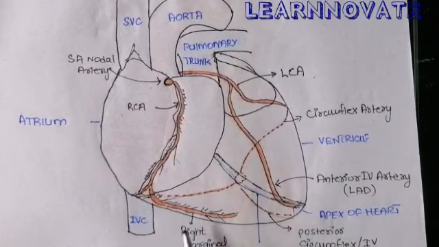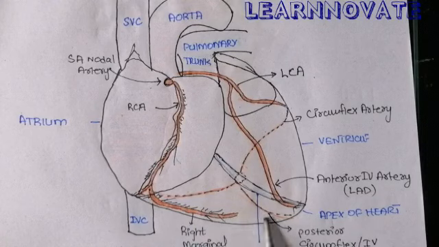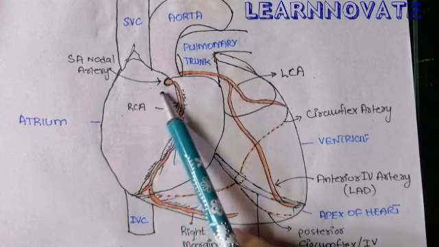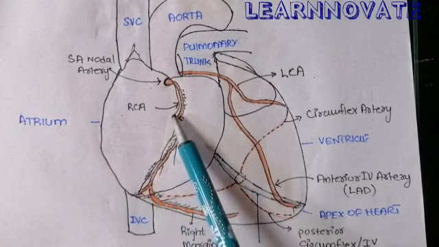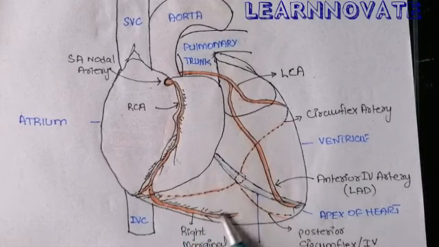The right marginal artery is a branch from the right coronary artery, and it supplies the inferior margin of the right side of the heart, and also somewhat the apex of the heart. So the right marginal artery and the SA nodal artery arise from the right coronary artery. The third branch that arises from the right coronary artery is the posterior interventricular artery.